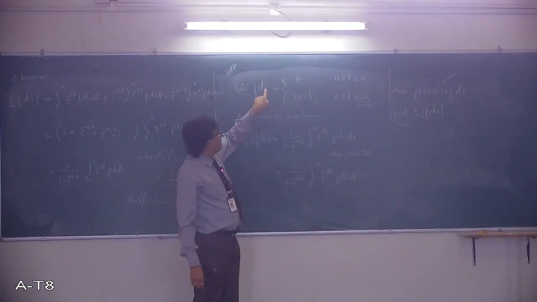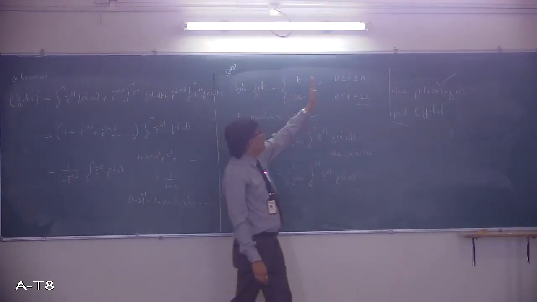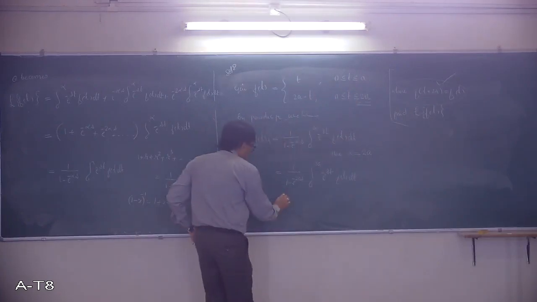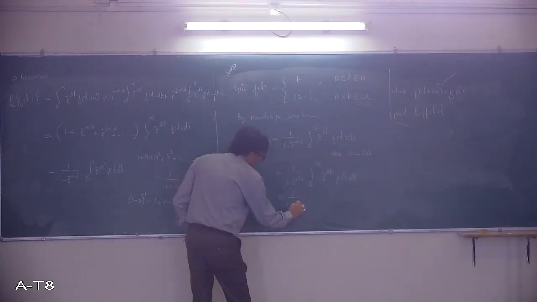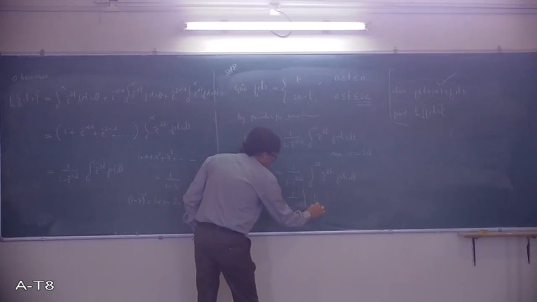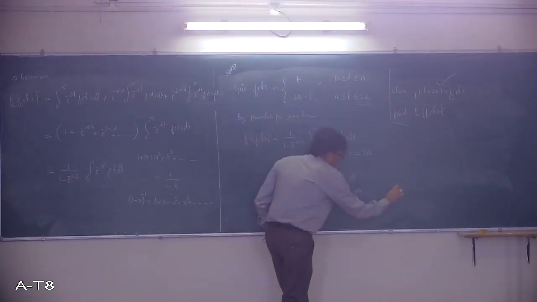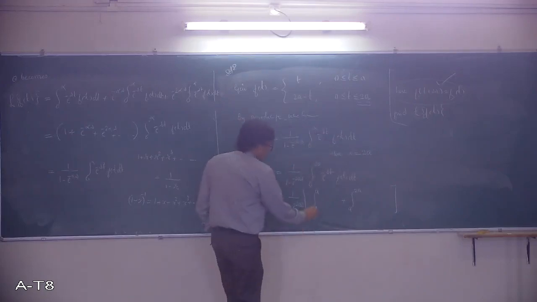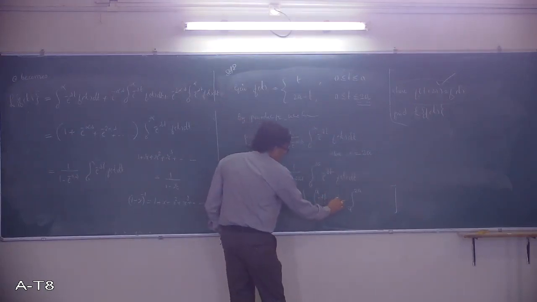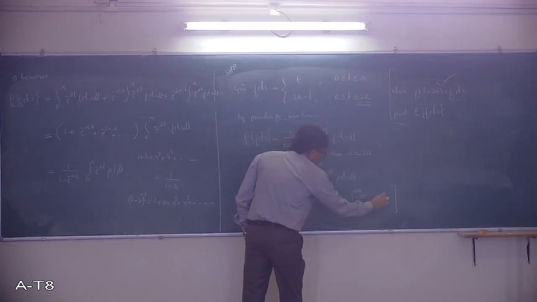Okay, but the function is discontinuous. There is a bracket a. So use the property and evaluate it. 1 minus e raised to 2as. Here one is 0 to a, second one is a to 2a. So completed. So here e raised to minus st dt, e raised to minus st dt.